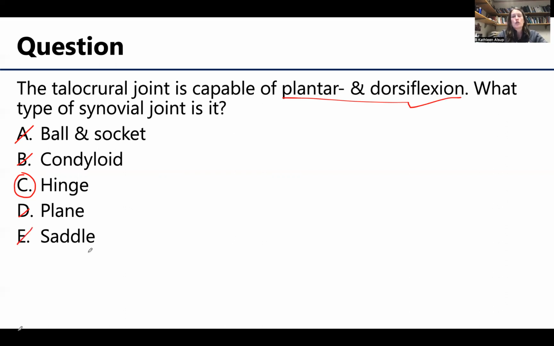All right, excellent. So those are the major joints of the lower limb that we are going to discuss. The rest of our time, we're going to be talking about the muscles associated with the lower limb, what they do, what they're innervated by, and then we will be finished.